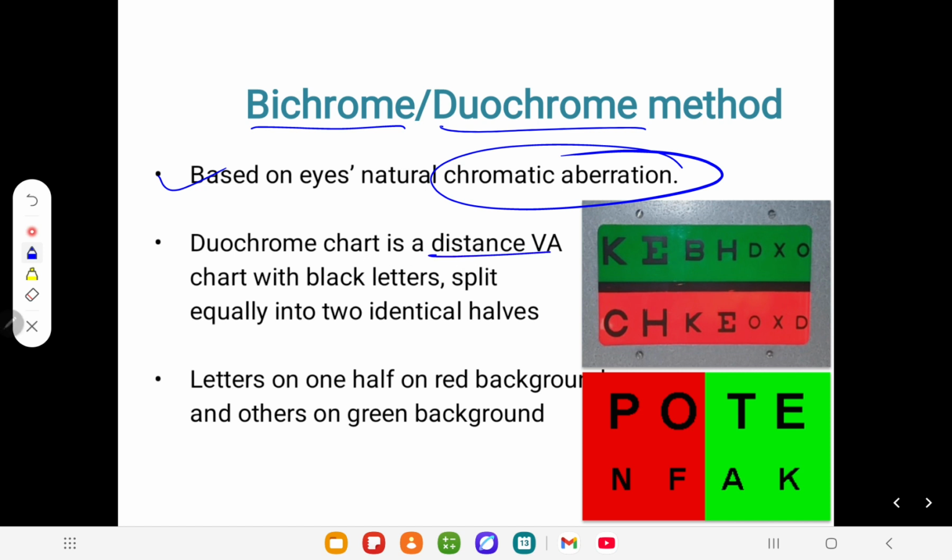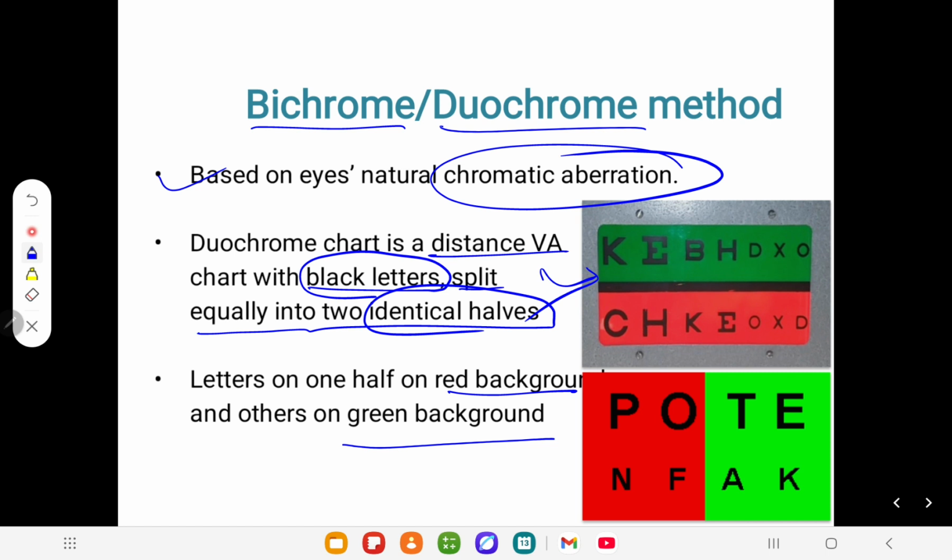The Duochrome chart is a distance visual acuity chart with black letters, split equally into two identical halves. Don't ever get confused about the Duochrome test: letters are always black, backgrounds are green and red. That's very important to understand. Sometimes students think there are two types of letters, red and green. No, the letters are always black. The background differs. The letters on one half have a red background, and the letters on the other half have a green background. That's important. The background has a different color, the letters themselves do not.